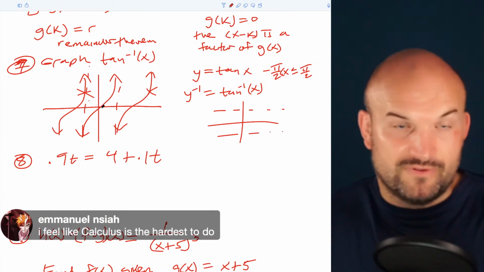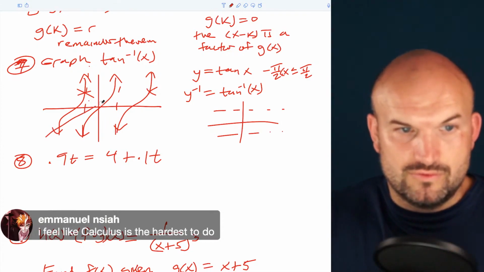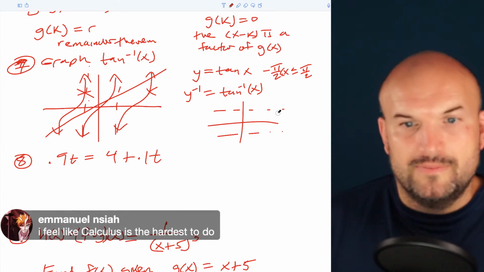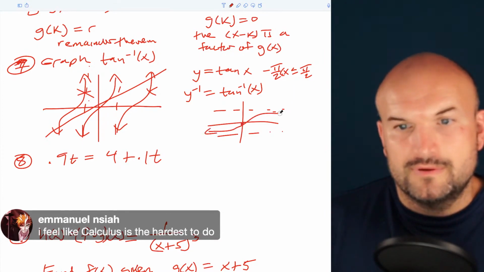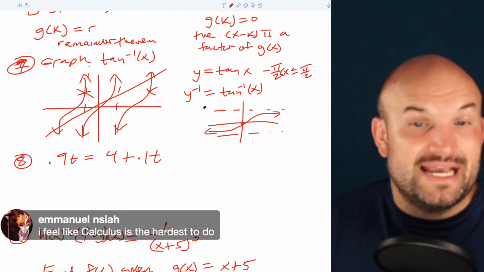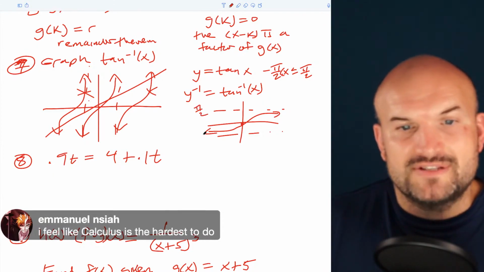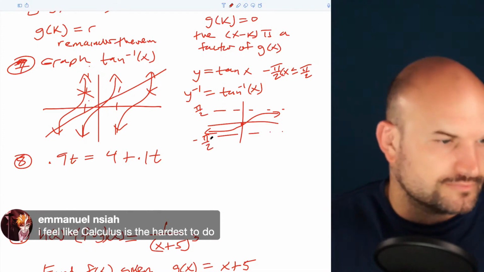If you were to take that graph and reflect it about the y equals x line, which is that line, then the graph is going to look something like that, a little S curve there. And it's going to have a domain that's restricted between pi halves and negative pi halves. Okay.